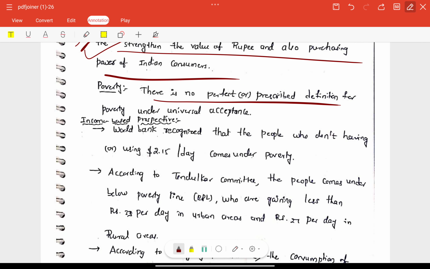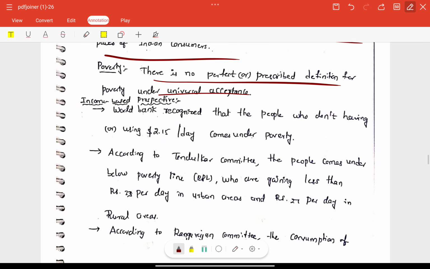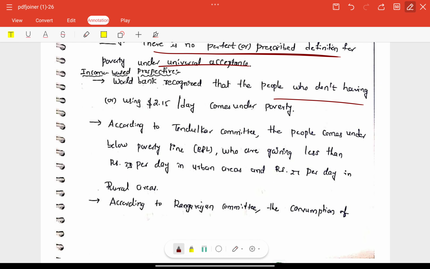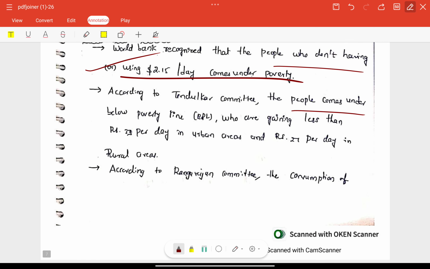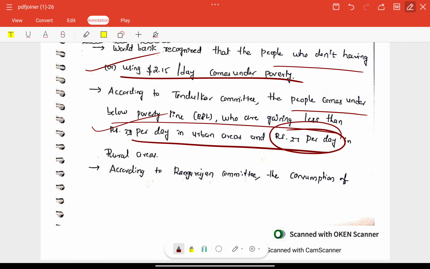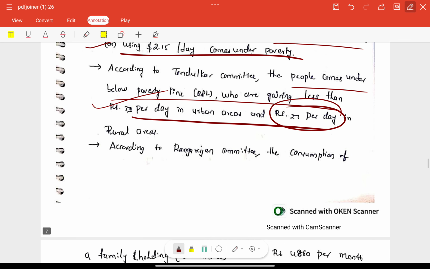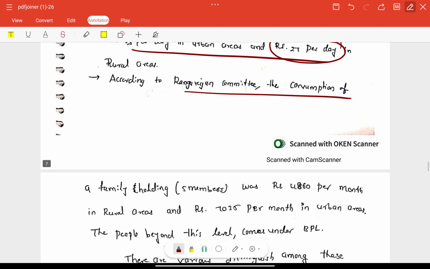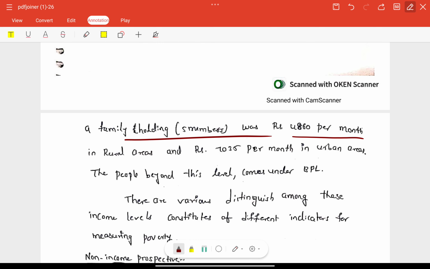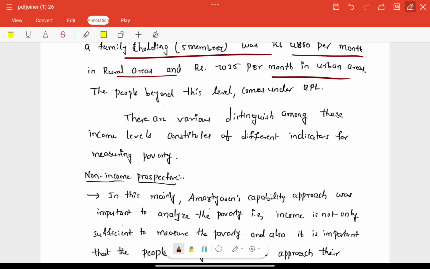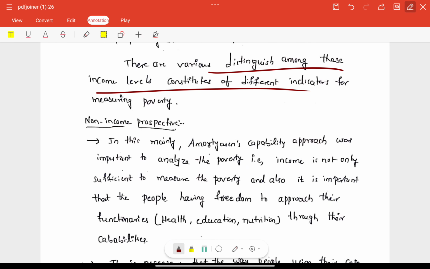Next, poverty. Just defined poverty here. Income-based perspective also included here. The World Bank recognized that people living on less than 2.15 dollars per day come under poverty. According to the Tendulkar Committee, people come under the poverty line who earn less than 33 rupees per day in urban areas and 21 rupees per day in rural areas. Right? Very good. Next, according to the Rangarajan Committee, the consumption of family holding is included here. Very good facts.